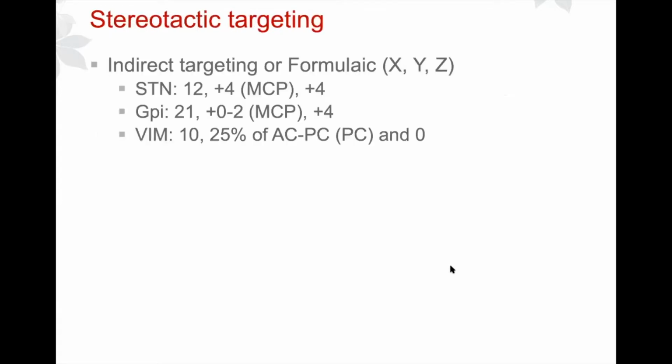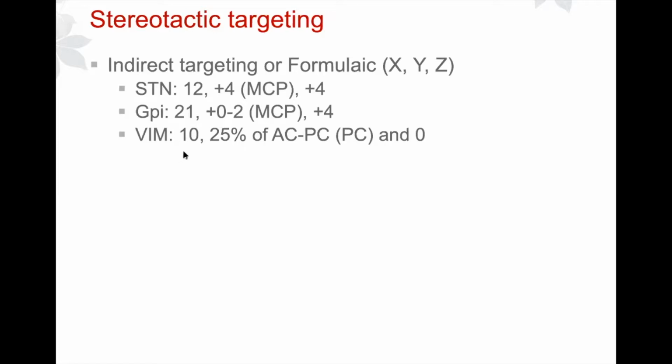So when we think about stereotactic targeting, there are a variety of different ways to target. Indirect targeting, where you use coordinates based on some internal landmarks, is the conventionally described targeting method. So with STN, people talk about 12, 4, 4. So X, Y, Z coordinates: 12 from midline, and the Y coordinate is in relation to MCP, and then 4 below is in relation to the MCP coordinate as well. GPI is also with the Y coordinate in relation to MCP, but it's more lateral, 21 millimeters from midline.